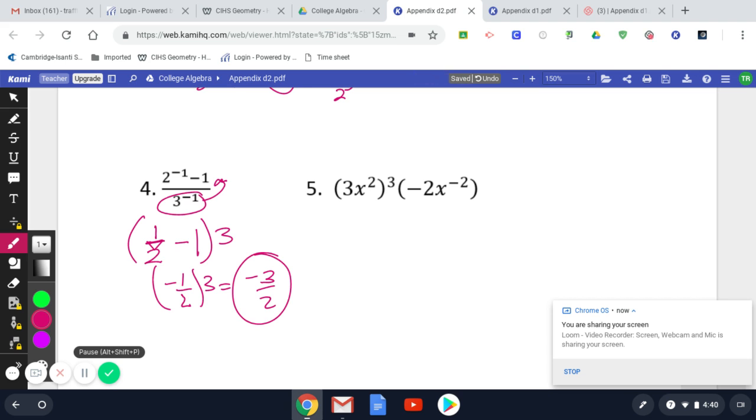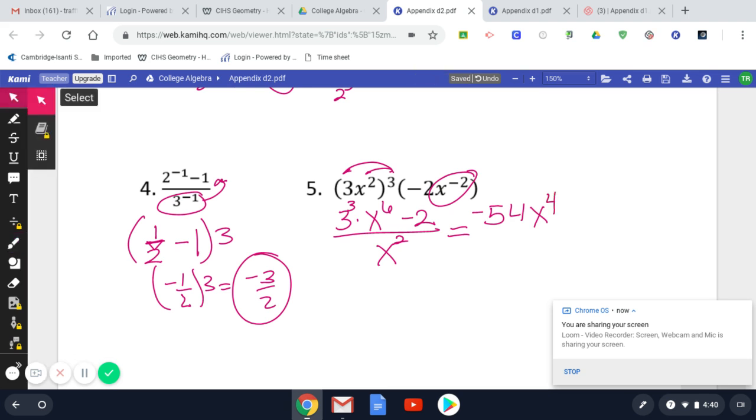Number 5, I'm going to do the exponents. I'm going to work with the parentheses. So I'm going to give the 3 to each thing. So I have 3 to the third times x to the 6th, because power to power you multiply. And then I have this negative 2, and then x to the negative squared, because there's a negative exponent, that's going to go on the bottom. So now 3 to the third is 27, times 2 is 54, so I have 54 on the bottom. And then I have x to the 6th and x squared, so that's going to be x to the 4th, because I can subtract the exponents.